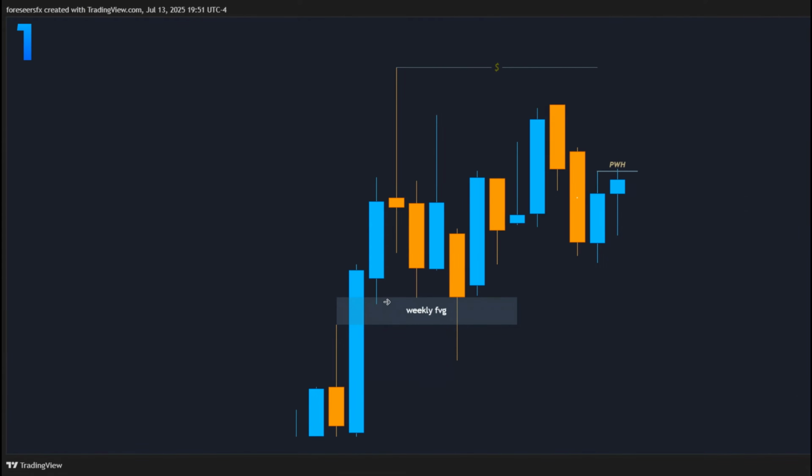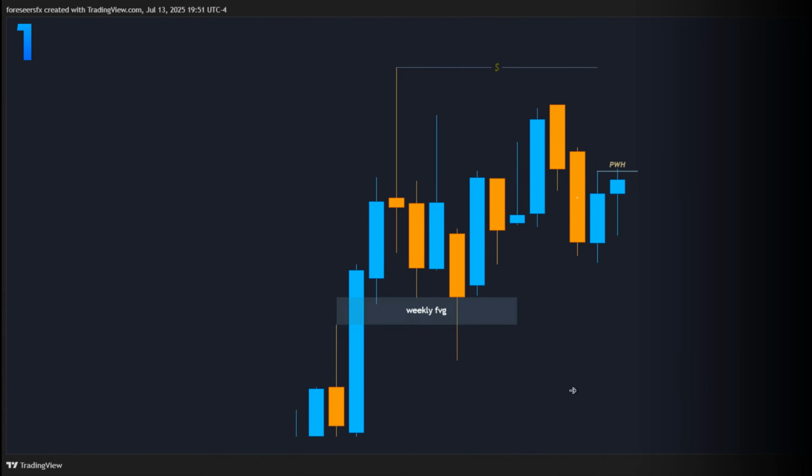Alright, so for this example we are going to start with our higher time frame. So we have a weekly fair value gap here, right? As you can see, price came down, rejected off of that weekly fair value gap. So this to me is a strong area of support, right? I don't see price breaking through this weekly fair value gap. And then here you can see that I have my previous weekly high marked up and price was already trading into it. So let's move on to the next part.